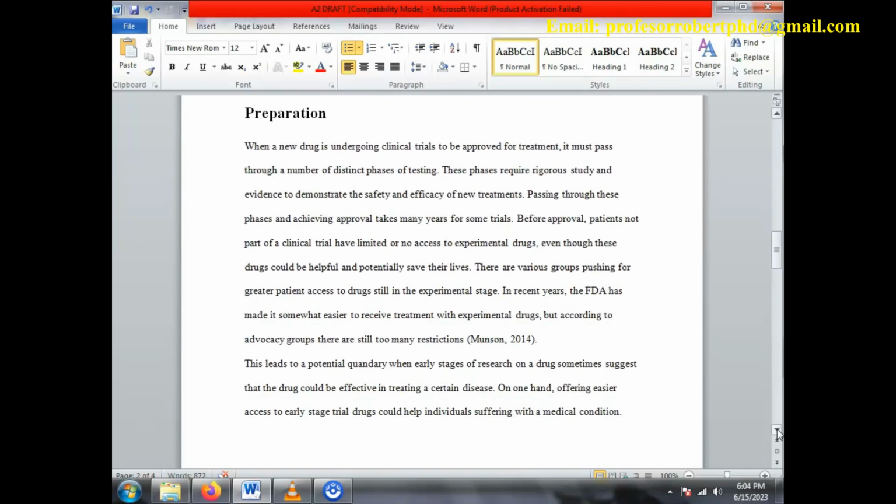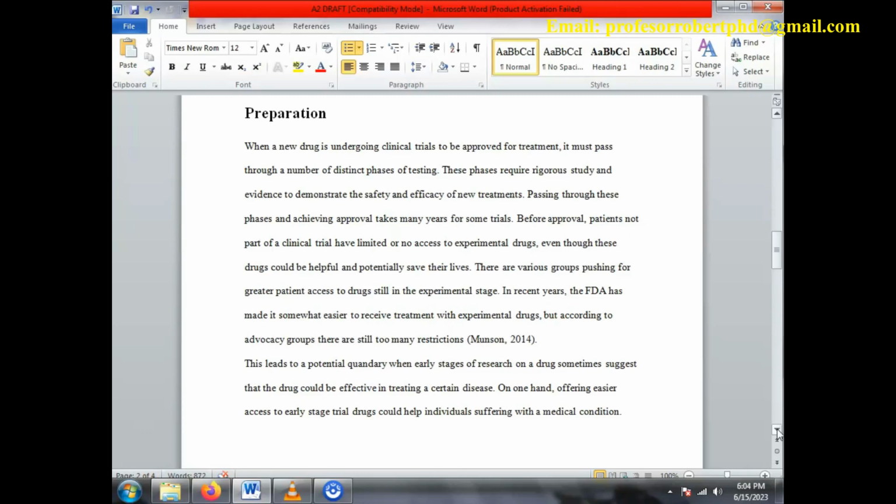Preparation. When a new drug is undergoing clinical trials to be approved for treatment, it must pass through a number of distinct phases of testing. These phases require rigorous study and evidence to demonstrate the safety and efficacy of new treatments. Passing through these phases and achieving approval takes many years for some trials. Before approval, patients not part of a clinical trial have limited or no access to experimental drugs, even though these drugs could be helpful and potentially save their lives.